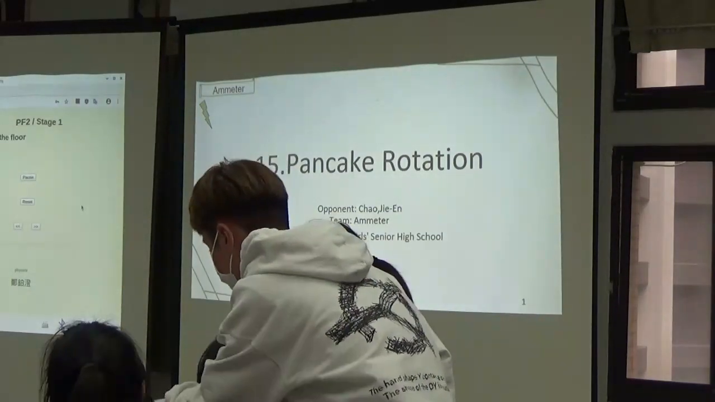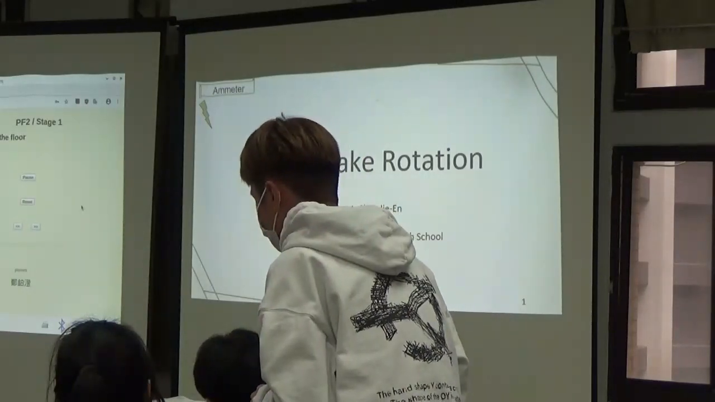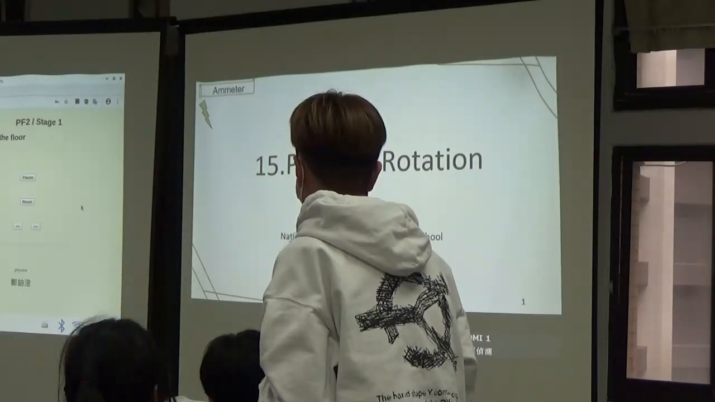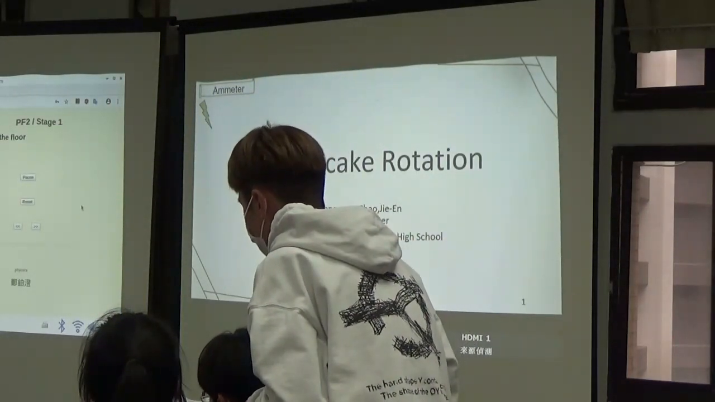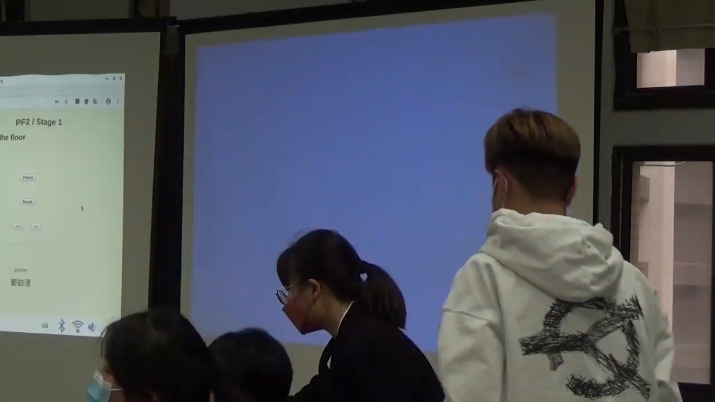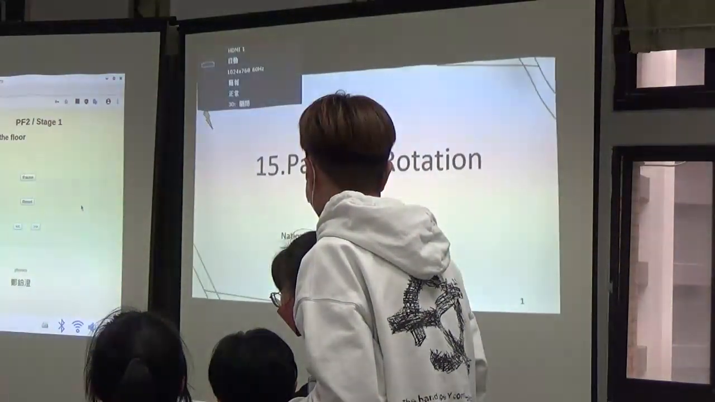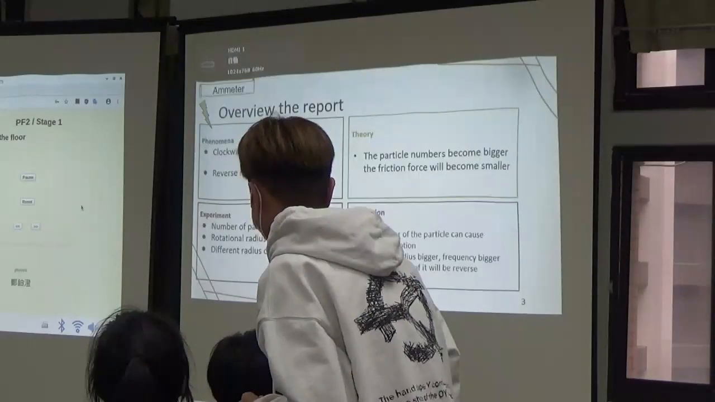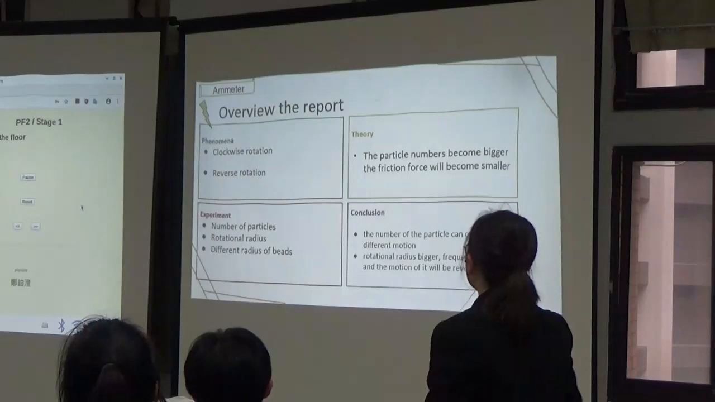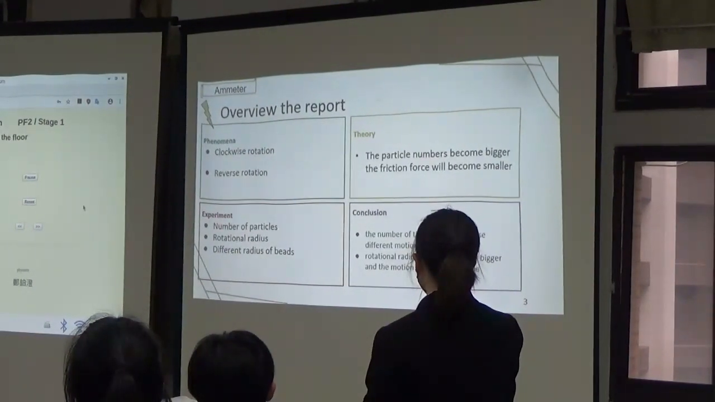The phenomenon is a clockwise rotation and a reverse rotation. And the theory is that as the particle number becomes bigger, the friction force will become bigger. And the experiment is about the number of particles, rotational radius, and different radius of beads. And the conclusion is that the number of particles can cause different motion. And the bigger the rotational radius, the bigger the frequency, and the rotation of it will be observed.